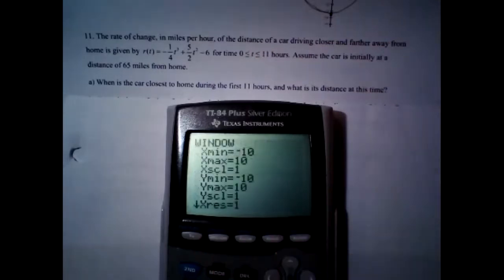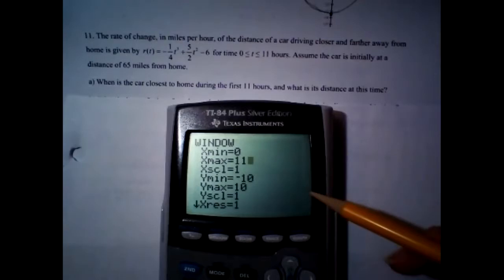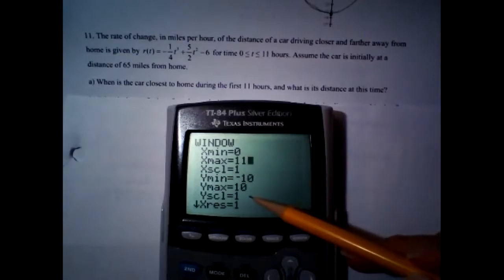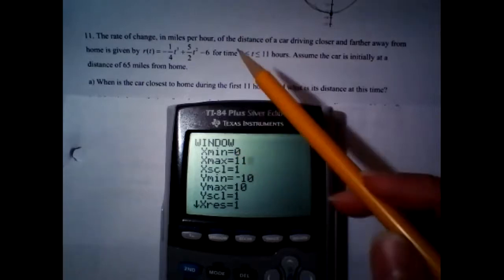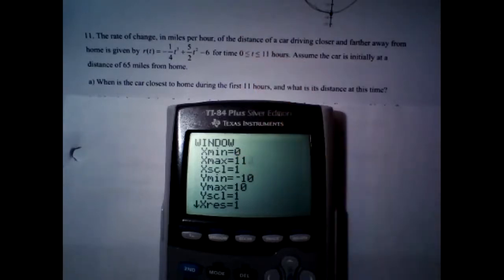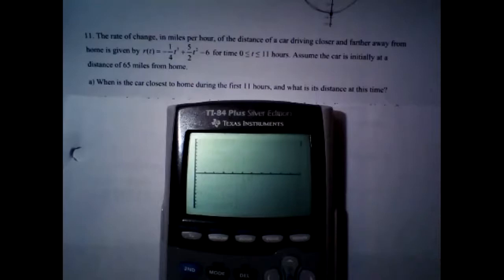So I'm going to go to window, and the x's need to be 0 to 11. I'm going to leave the y's alone for right now. You may want to change those. You can wait and see what it looks like, but the x's definitely need to be whatever's given in the problem. So 0 to 11. So I'm going to hit graph. And that looks pretty good.